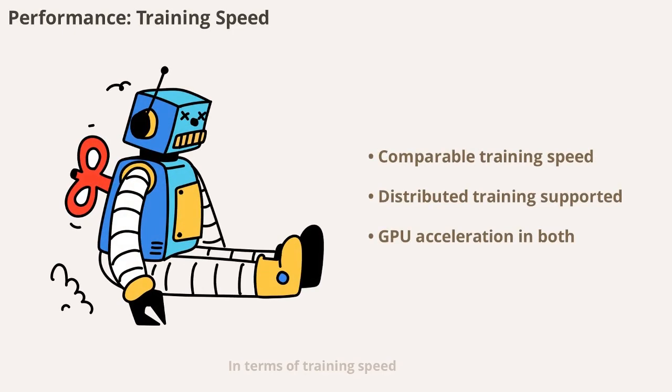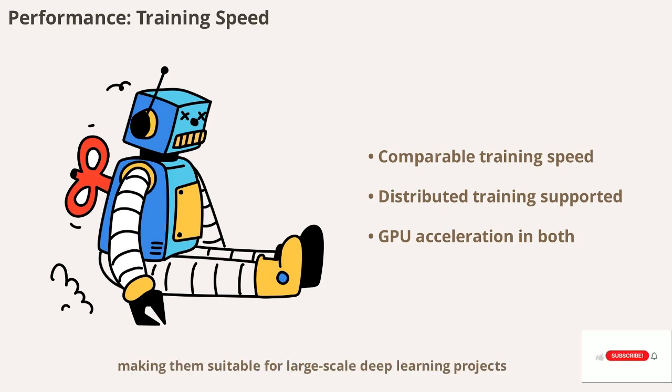In terms of training speed, both TensorFlow and PyTorch are generally comparable for most tasks. The actual speed often depends more on your implementation and hardware than on the framework itself. Both support distributed training and GPU acceleration, making them suitable for large-scale deep learning projects.